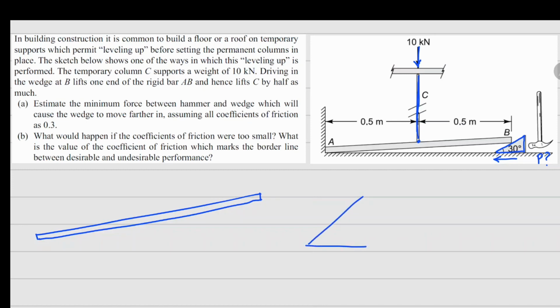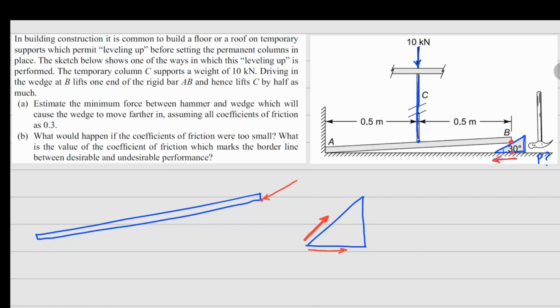Now since this wedge is moving in, the motion is happening leftwards, so the friction at this contact and this contact, both of these contacts, because friction always opposes the motion, should be opposite to the motion. So if this motion is to the left hand side, your friction force is going to be to the right hand side. So in terms of friction at both of these spots, your friction is going to be this way.